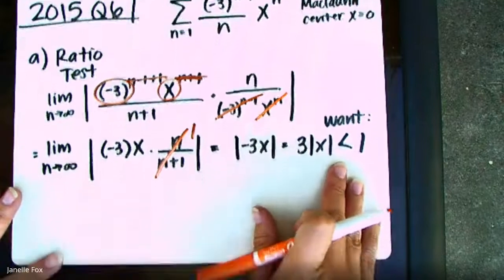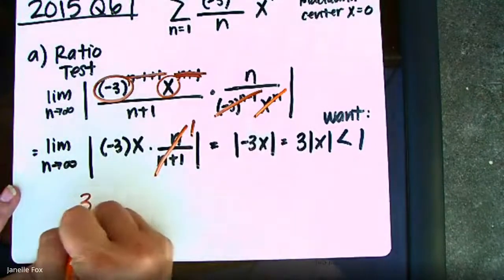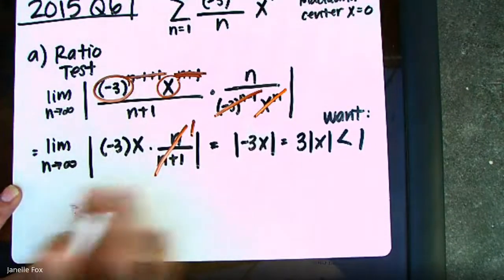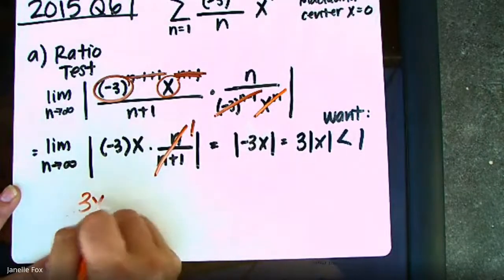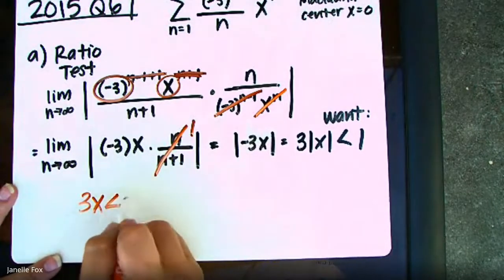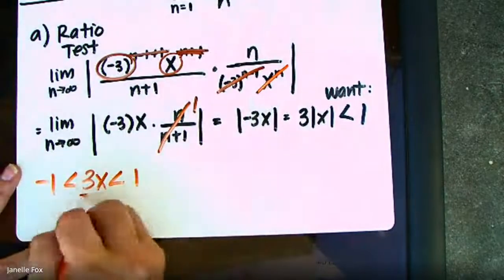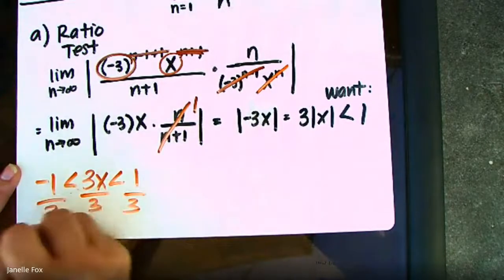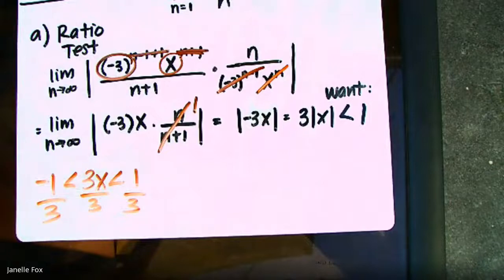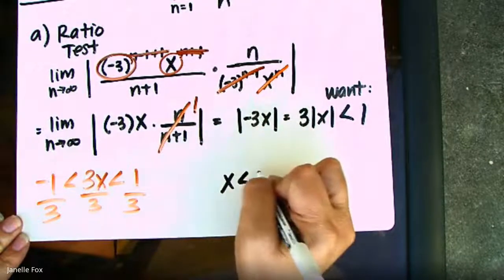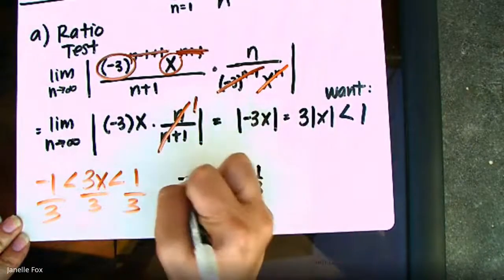I'm going to do the sandwich on this. So we're going to go 3 absolute, nope, not the absolute value anymore. Just kidding. We're going to go 3x, and then we're going to go to the sandwich. So we're going to put a 1 and a negative 1 just like that. And when I divide everything by 3, divide by 3, divide by 3, divide by 3, I get that x is in between a 1/3 and a negative 1/3.